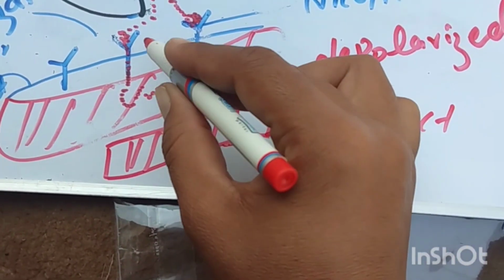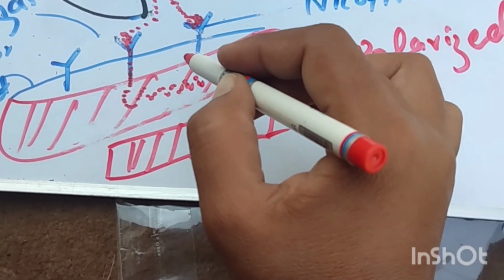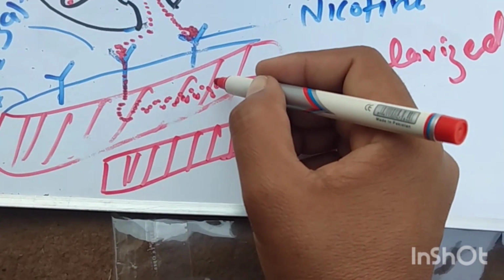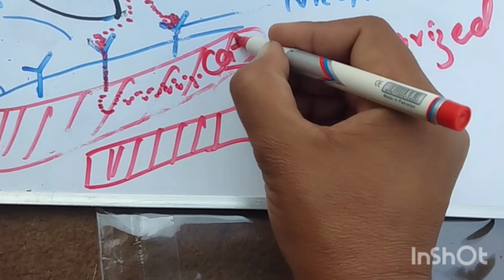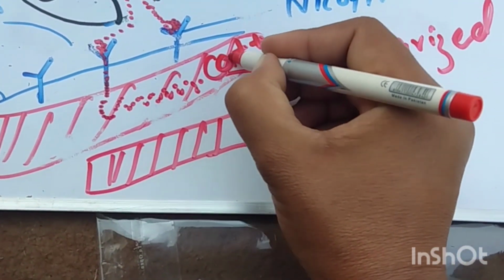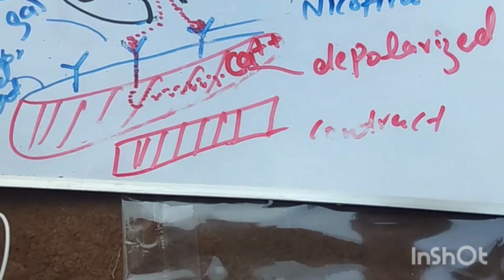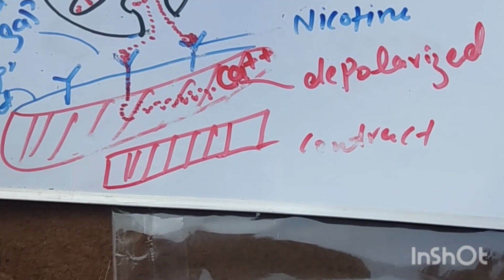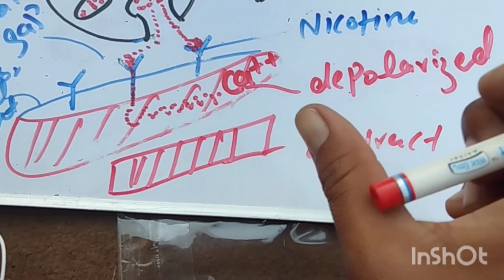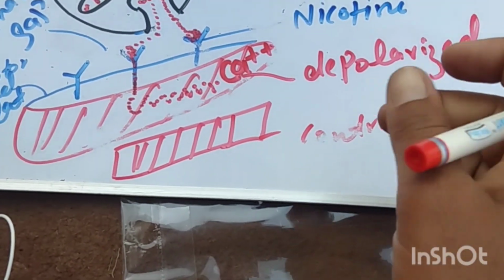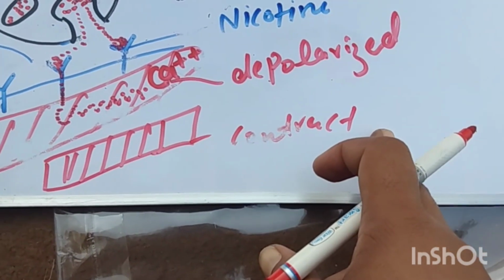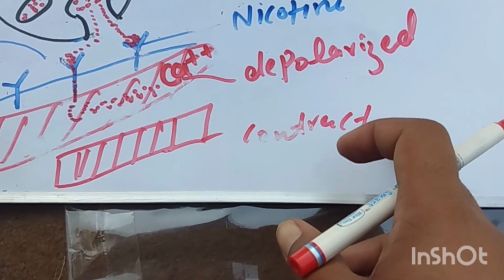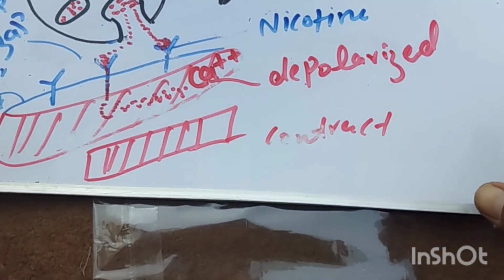This acetylcholine increases the concentration of calcium ions. Calcium ions contract our muscles, and we pull our hand and pull our foot from a hot and cold place.